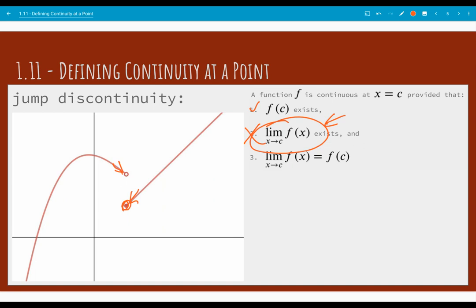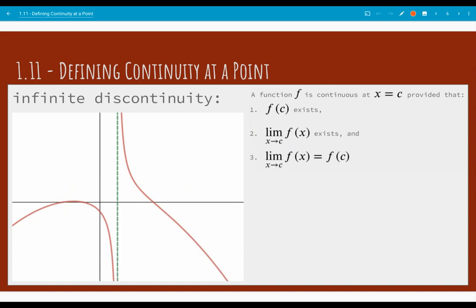This is discontinuous. The last one I want to look at is an infinite discontinuity. In this example, kind of like the first one, the first condition is not met, but we can make that be met just by defining it on the asymptote somewhere. So whether or not this one is met, we're going to run into trouble on number two. Number two says that the limit exists. In this case, the left-handed limit approaches negative infinity. The right-handed limit approaches positive infinity.